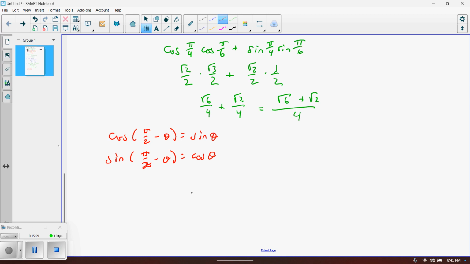You can go ahead and do that if you would like to. It's not a bad little thing to try and prove using the sum and difference formulas.